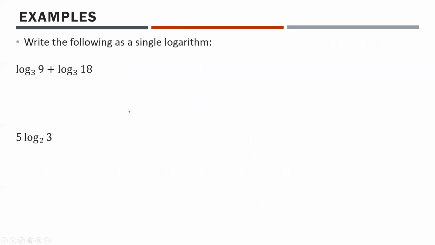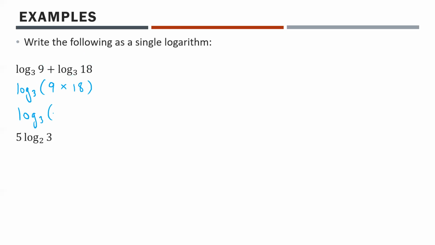All right, moving on. Write the following as a single logarithm. We've got log base 3 of 9 plus log base 3 of 18. It wants us to write this as a single logarithm. We've got to use one of our laws of logarithms here. When you're adding 2 different logarithms with the same base, you can just multiply these together. So this is like saying log base 3 of 9 times 18. And let's actually get a real number on that one.